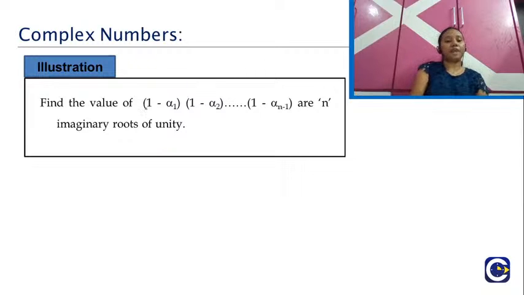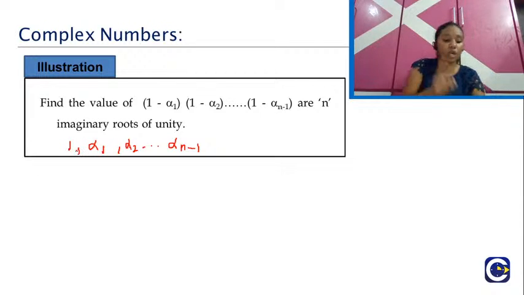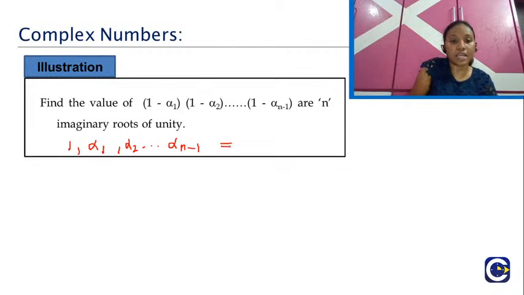So here we have to find the value of (1 minus alpha 1) into (1 minus alpha 2) and so on, (1 minus alpha n minus 1), where alpha 1, alpha 2 and so on, alpha n minus 1 are roots of the nth root of unity, which means even 1 will be there here, isn't it? So these are my nth roots of unity: 1, alpha 1, alpha 2 and so on, alpha n minus 1, roots of the complex number z.